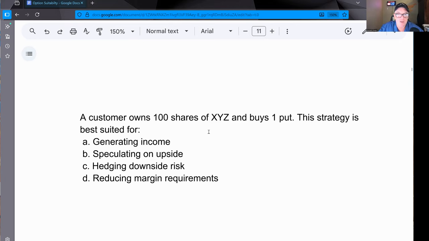Customer owns 100 shares of XYZ and buys one put. This strategy is best for C, hedging. You buy for protection. Now remember, buyers are HIP: hedge, insure, protection. You should be getting so bored of this already, but keep powering through because this is easy. The suitability and options might be the easiest part of this. Maybe once in a while you get a crazy one, but for the most part, they follow the rules. We are going to nail this part of the test.